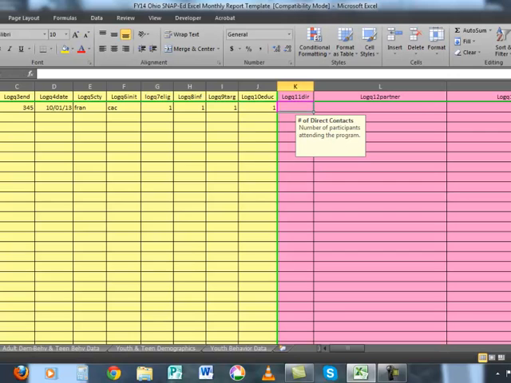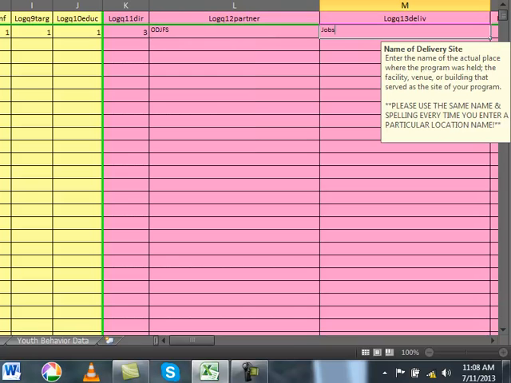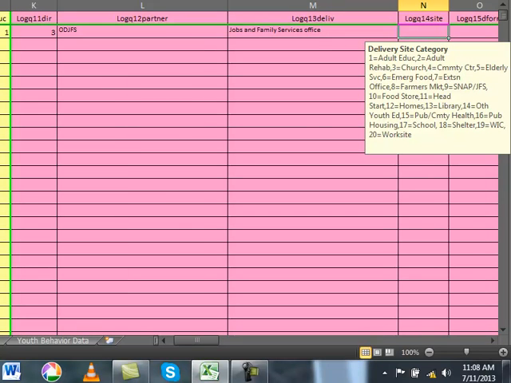So I have now completed entering the data from part 1 of the program log. So now I'm going to move on to part 2. Since this is a direct education program, I will fill out the pink columns. There were 3 direct contacts. The partner was the Ohio Department of Jobs and Family Services, and we actually had this program at the Jobs and Family Services office. The code for this delivery site is 9 for SNAP offices.